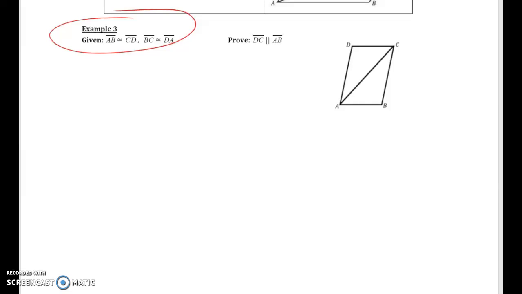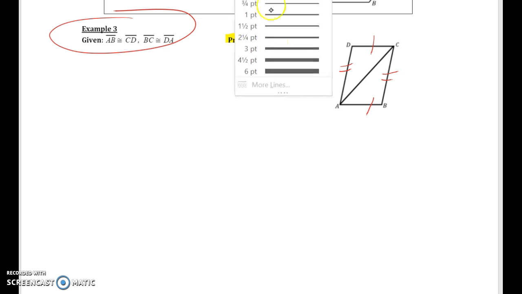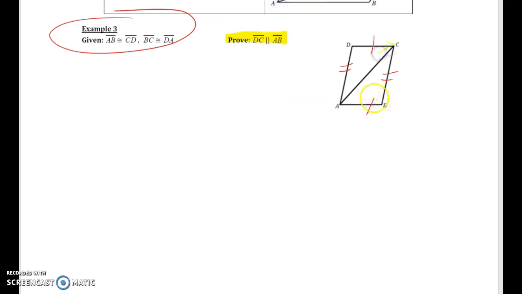Example 3, going above and beyond CPCTC. All right, so let's look at what they give us. They give us that AB is congruent to CD, BC is congruent to AD, and they would like us to prove that these lines are parallel to one another. So they want us to show that.